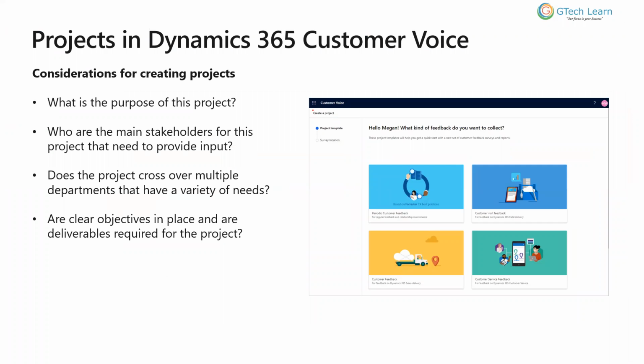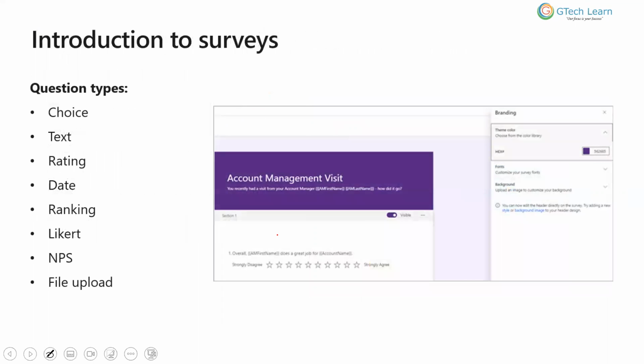Talking about what considerations we need to make sure of. First of all, we need to make sure what the purpose of this project is, why we are creating this, and who the main stakeholders are for this project that need to provide input. Accordingly, we need to make sure about them. We also need to make sure whether this project is going to cross over multiple departments that have a variety of needs or not. We also need a clear objective in place and the deliverables required for the project. So these are some considerations we need to make sure of while creating the survey.